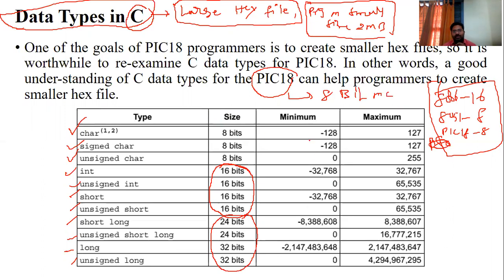Okay, see this: minus 128 to 127 are available in character. In signed character it is minus 128 to 127. So unsigned character, 0 to 255 are available. Again, for integer values, minus 32,768 to plus 32,767 are available as signed, and unsigned as well.